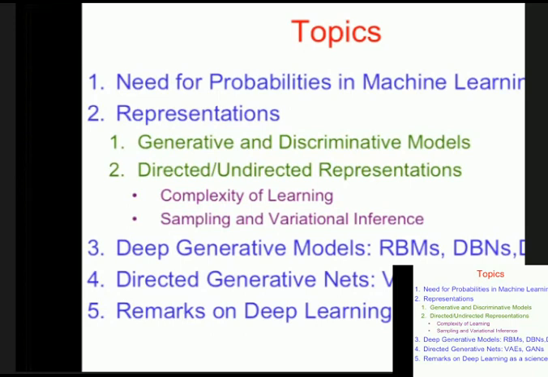And then we'll get into the last topic, which was how are those nice images generated in this paper at ICLR. They use something called GANs, or generative adversarial networks. So we'll talk about that a little bit.